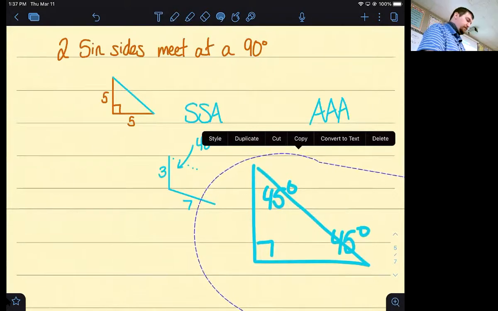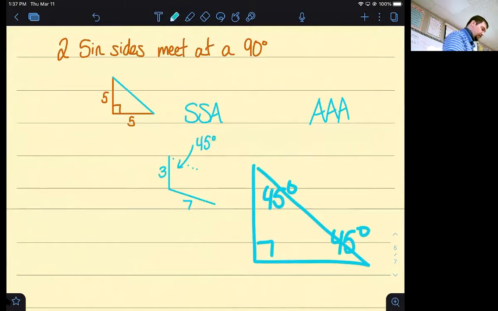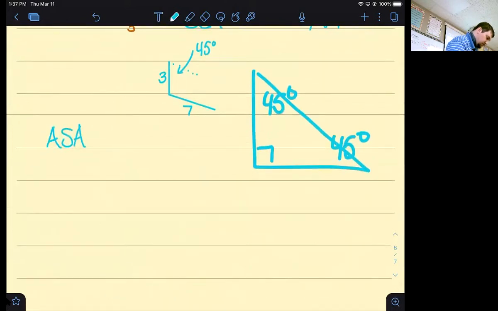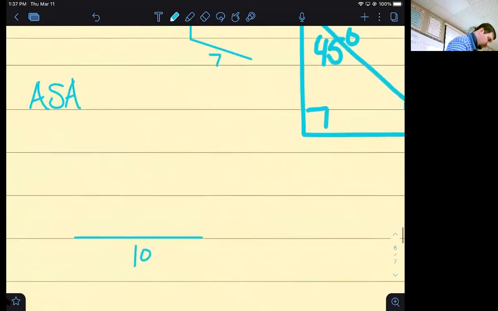AJ. 2 angles in a side. Angle, side, angle. So when you say like angle, side angle, or AAA or SSA, is that the order you're giving them in? Yes.